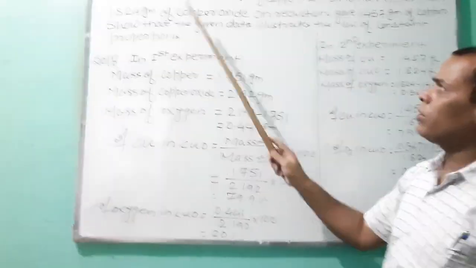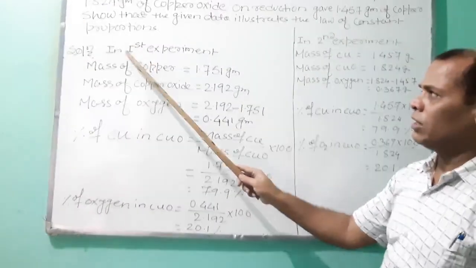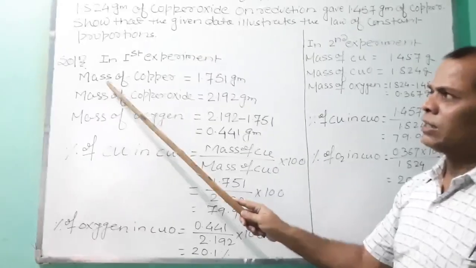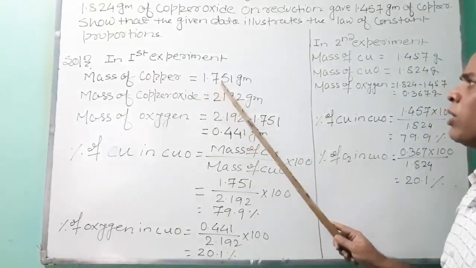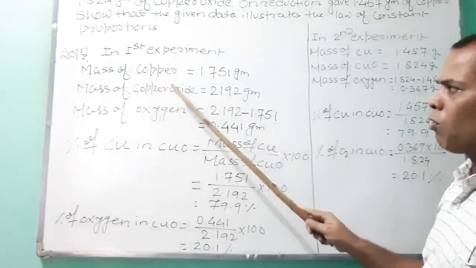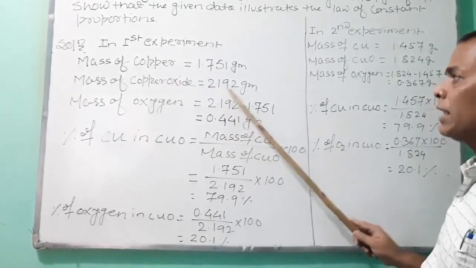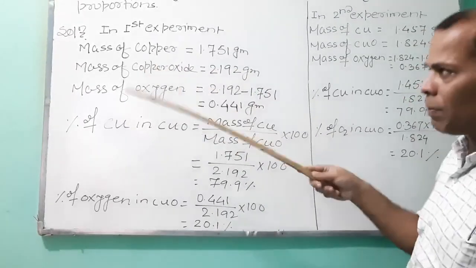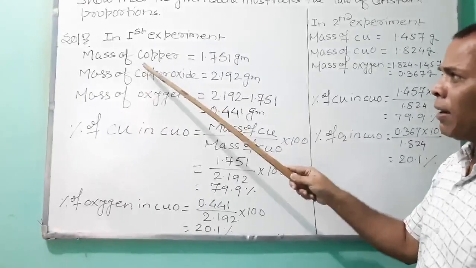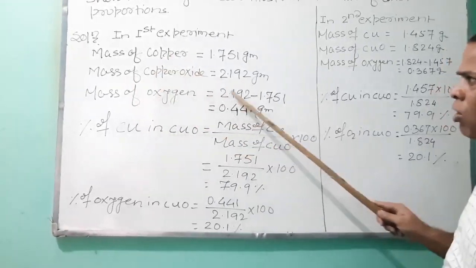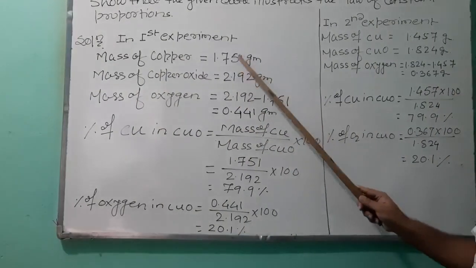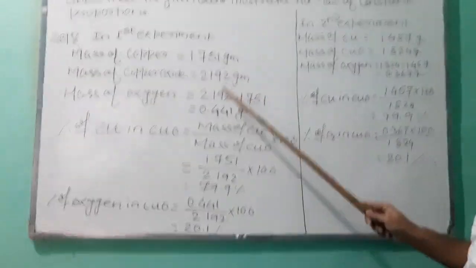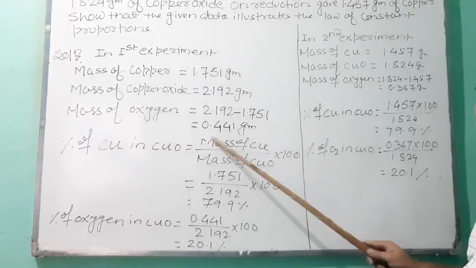Now to solve, we have two experiments. I have written first experiment and second experiment. In the first experiment, the mass of copper is 1.751 gram and the mass of copper oxide is 2.192 gram. The mass of oxygen can be obtained by subtracting the mass of copper from the mass of copper oxide. So in copper oxide, this much is the mass of copper and this much is the mass of oxygen.